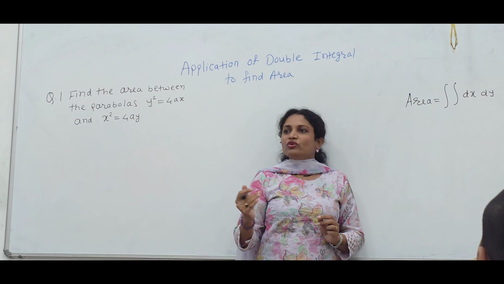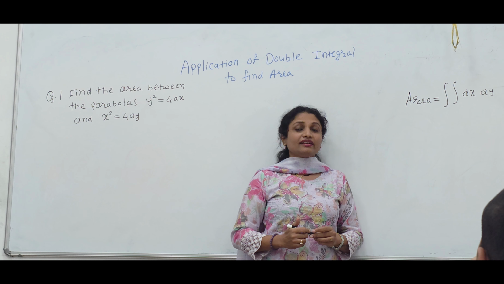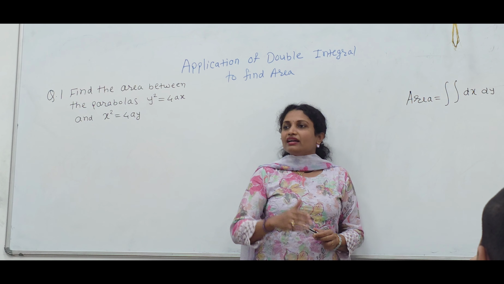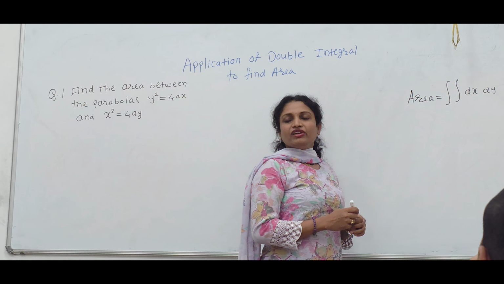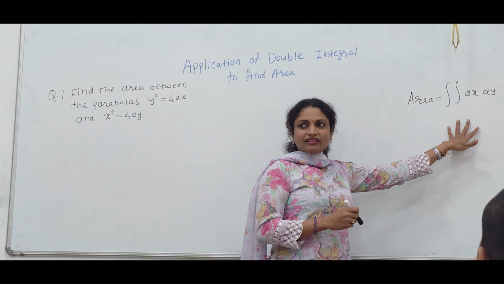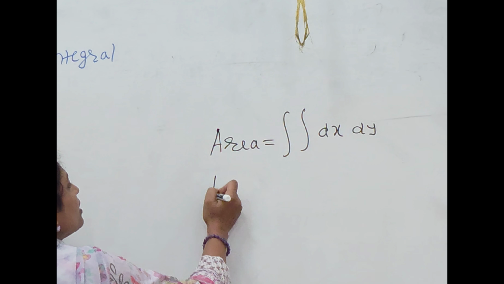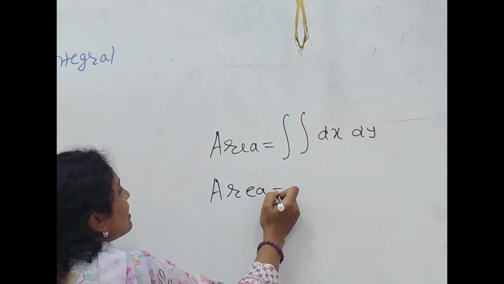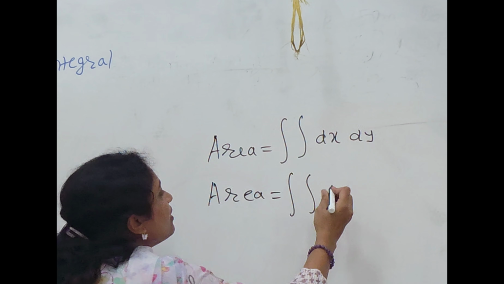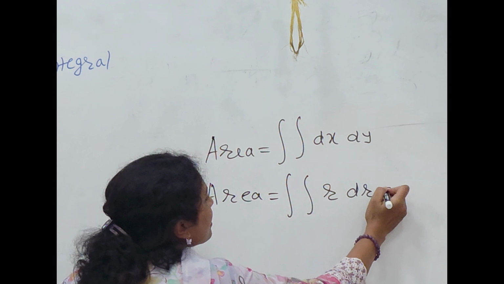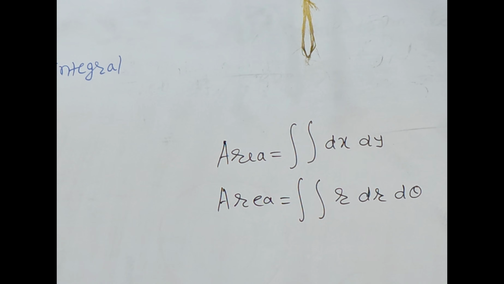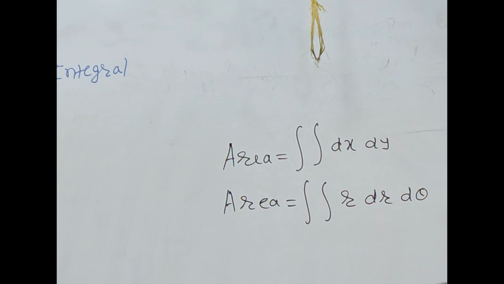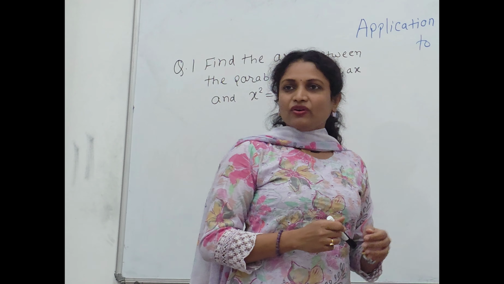You know very well how to find the limits of integration using type 2, by considering either the vertical strip or the horizontal strip. And if we are talking about the Cartesian form, this is the area. If we talk about the polar form, the area formula will change to double integration of r dr d theta, because dx dy is equal to r dr d theta there. So let's see the example for the area.